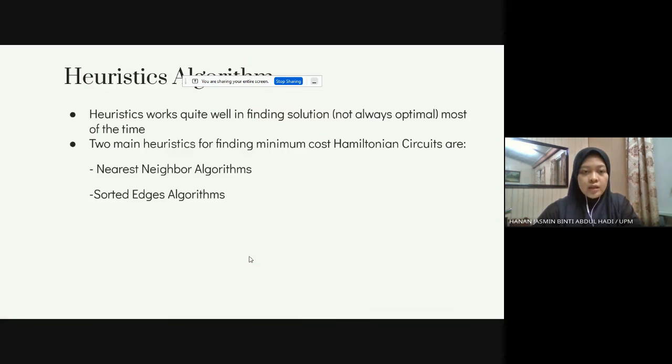Next, I'm going to tell you about the heuristics algorithm. Heuristics work quite well in finding a solution most of the time, but they are not always optimal. The 2 main heuristics for finding minimum cost Hamiltonian circuits are the nearest neighbor algorithm and the sorted edge algorithm.